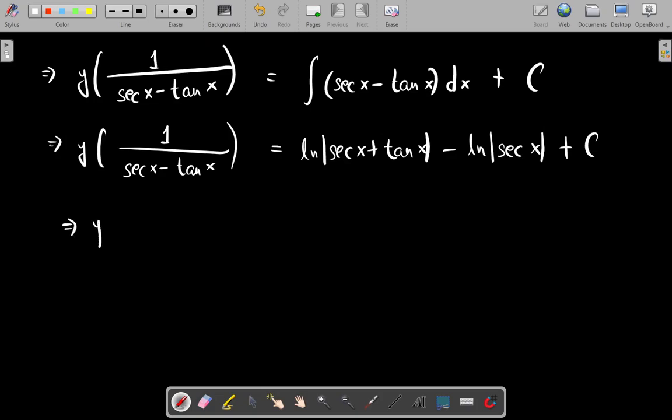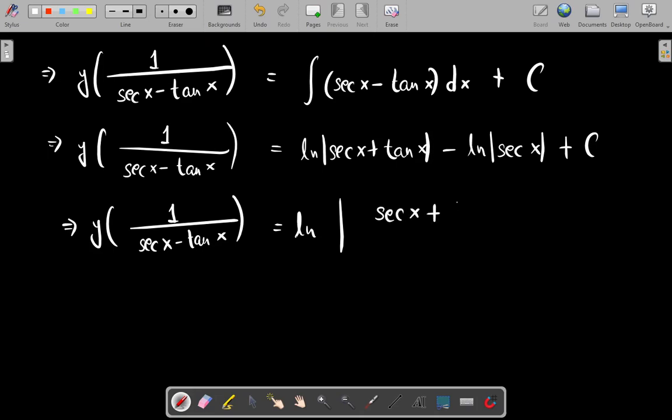So now this becomes ln a minus ln b. So I can rewrite it as ln of a upon b, right? So this becomes sec x plus tan x in the numerator upon sec x.